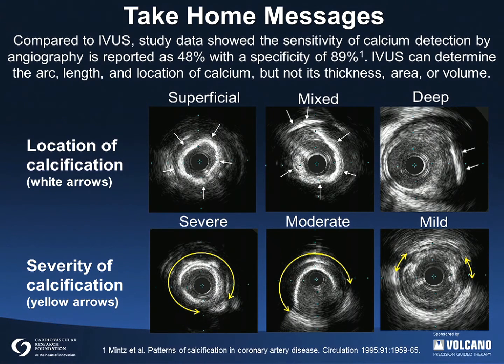However, ultrasound does not penetrate into the calcium. Therefore, IVUS cannot determine the thickness or the area or the volume of calcium. The apparent thickness on the IVUS image is determined primarily by the intensity of the reflected ultrasound.